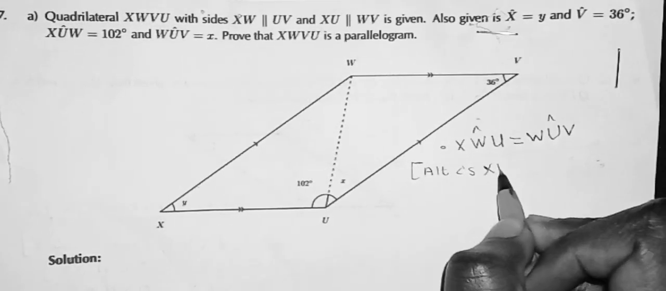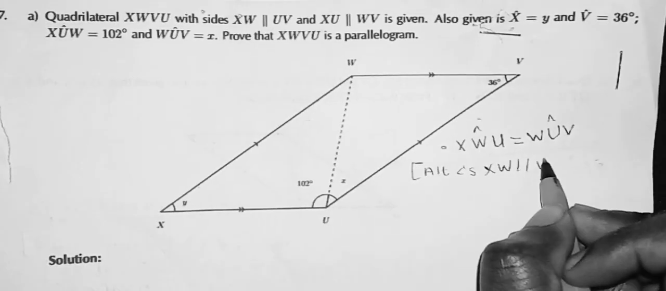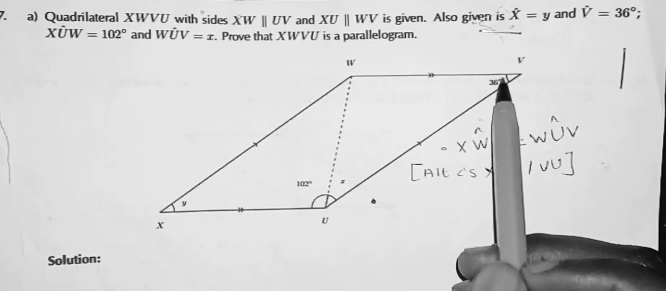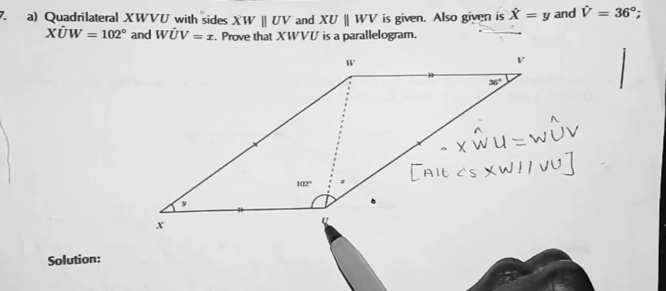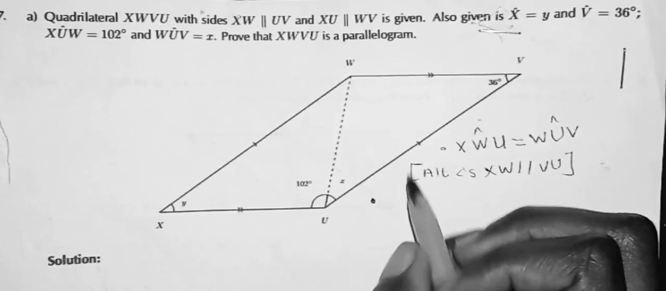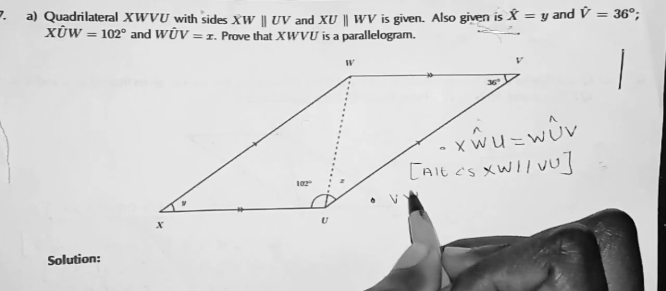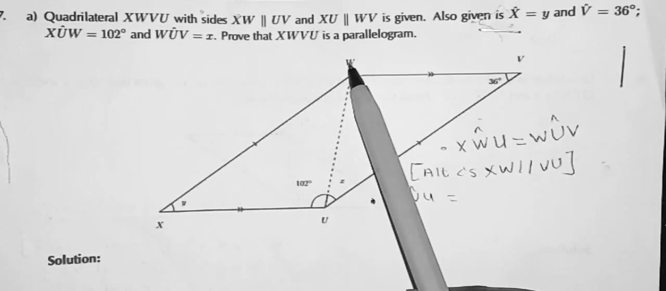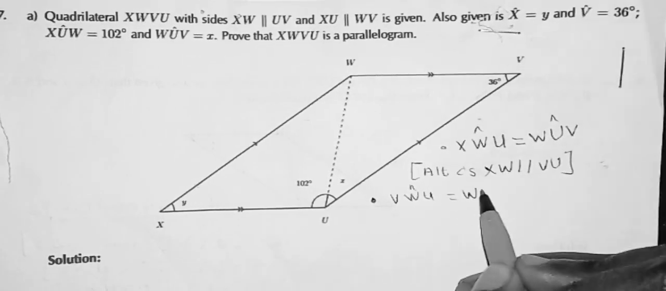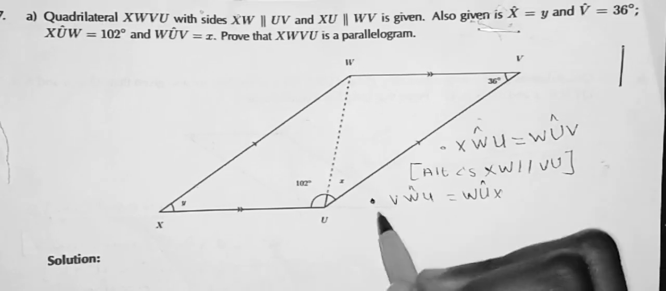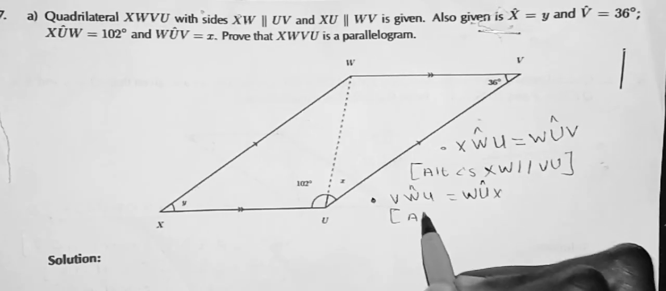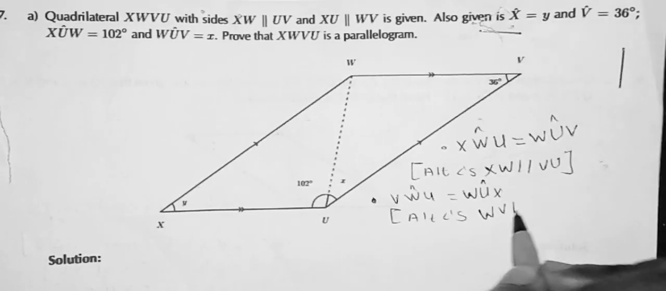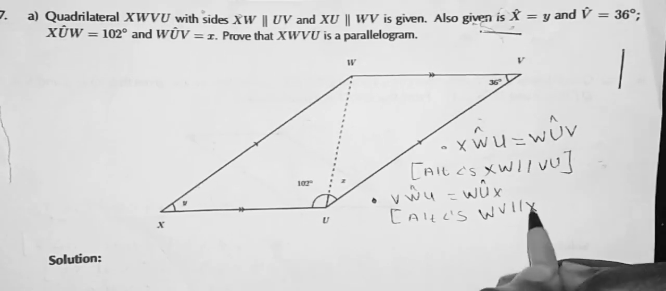XW is parallel to VU. And also I can see that angle VWU is equal to angle WUX. The reason will be alternate angles, WV is parallel to XU.